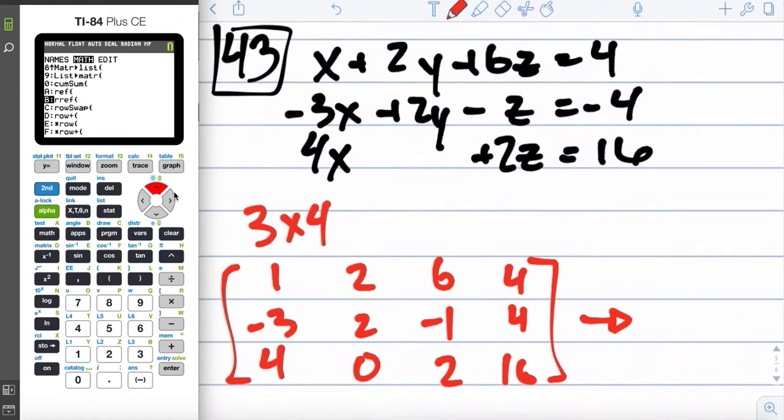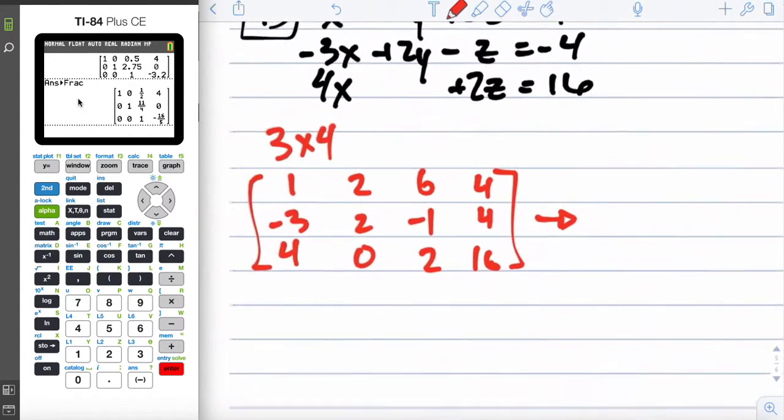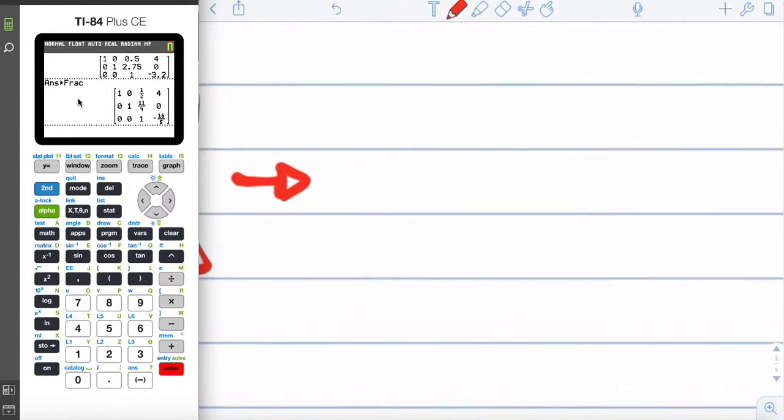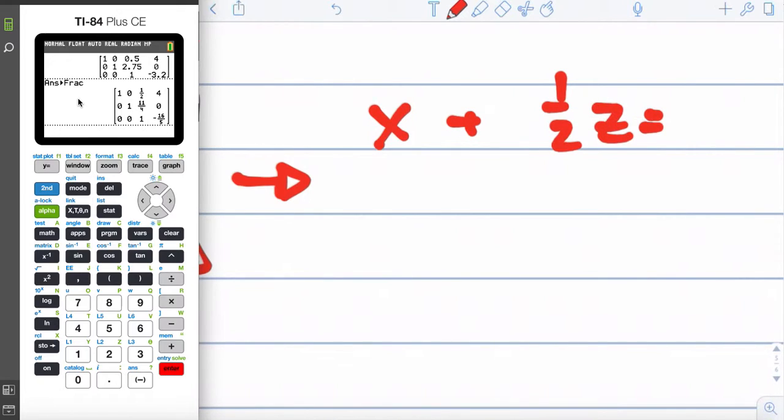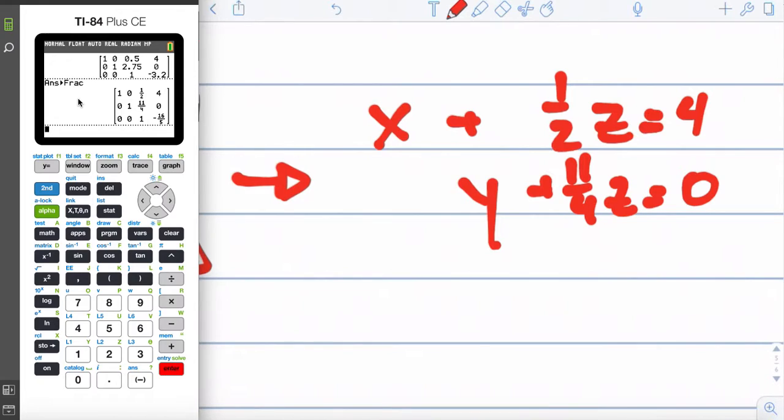you want to get to REF, enter, go back to second matrix, select it, close the parentheses, hit enter. And I prefer to write these as fractions, so I'll hit math, frac, and there are my fractions. So I take that and I get these equations. I get x plus 1/2 z is equal to 4. Get y plus 11/4 z is equal to 0. And I get z is equal to negative 16/5.